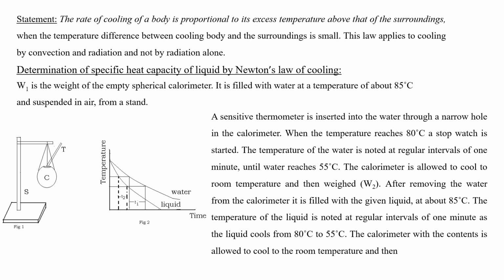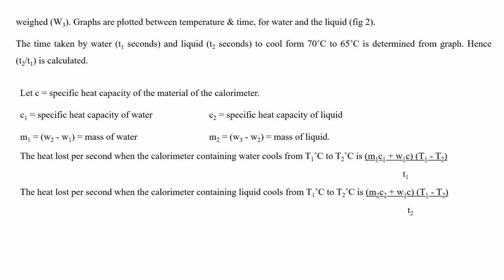After removing the water from the calorimeter, it is filled with the given liquid, such as oil, at about 85 degrees Celsius. The temperature of the liquid is noted at regular intervals of 1 minute as the liquid cools from 80 degrees. The stopwatch is started at 80 degrees Celsius and the readings are taken down to 55 degrees Celsius. The calorimeter with its contents is allowed to cool to room temperature, and then the weight is noted as W3.